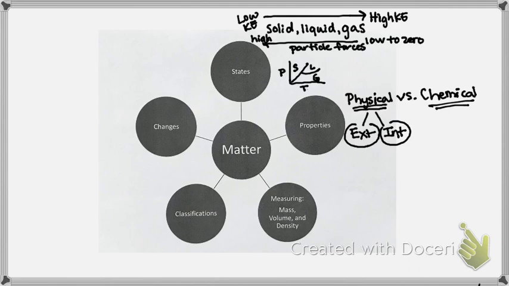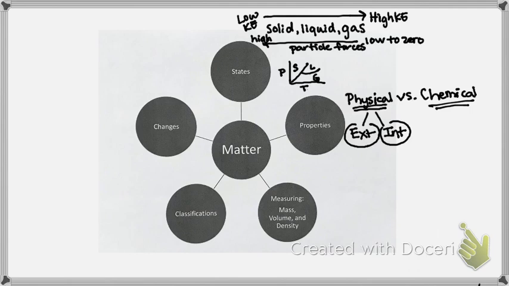Color doesn't change just because you have more of something. The density doesn't change. The smell doesn't change. The texture doesn't change based on quantity. The melting point, boiling point, freezing point does not change based on how much you have. So knowing the difference between extensive and intensive.